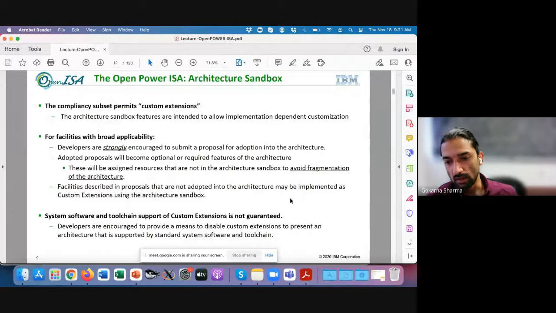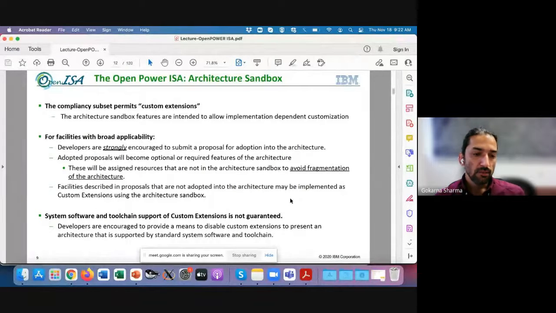For example, one of those is Linux. If you are familiar with Linux, we have so many different versions of Linux. There is a core architecture, and everyone is developing and adding new features based on their need, and that's why we have Ubuntu, we have Red Hat, we have different versions. Facilities described in proposals that are not adopted into the architecture may be implemented as custom extensions using the architecture sandbox. So that feature is also there too. They try to accommodate all the new development in this area.